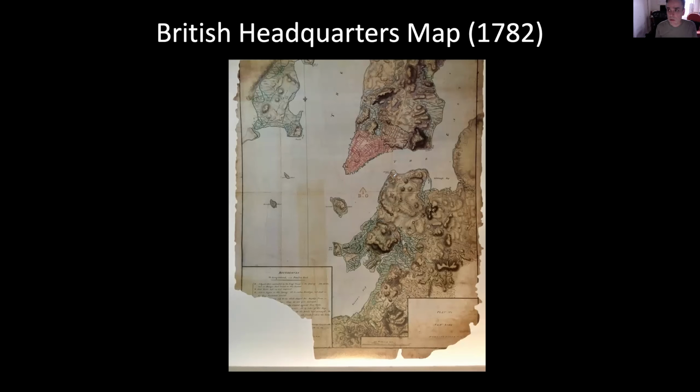And during those years, they produced more maps. The British were really, really good at map making, and had some of the best cartographers in the world at that point. And they produced this map called the British Headquarters Map, which is like what it sounds. It was produced for use by the British Army and Navy during the war. And this was their headquarters. New York was their headquarters.